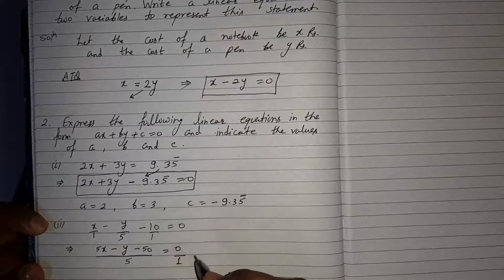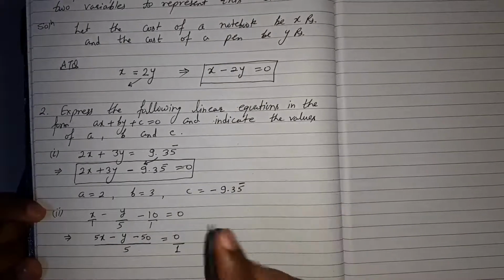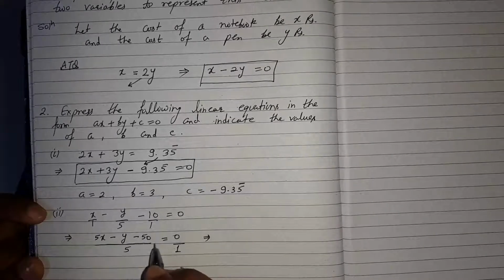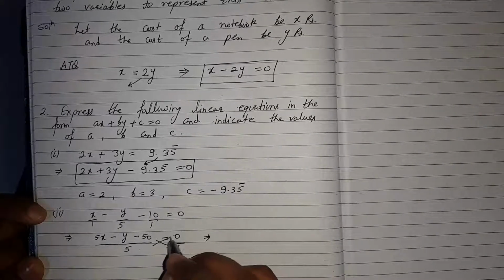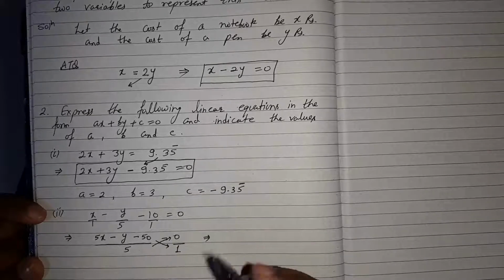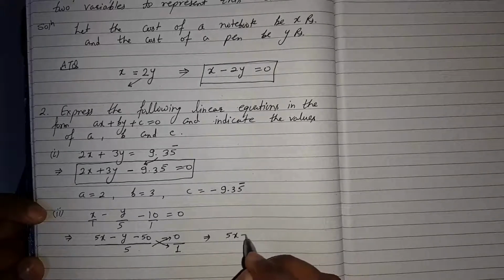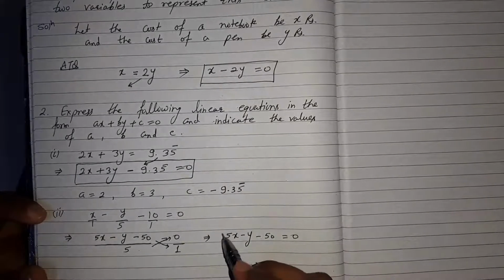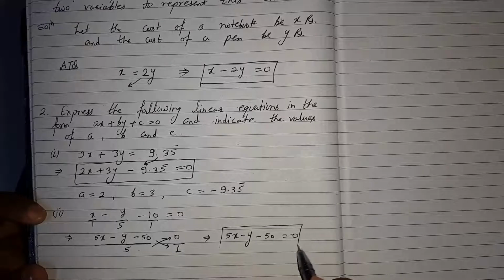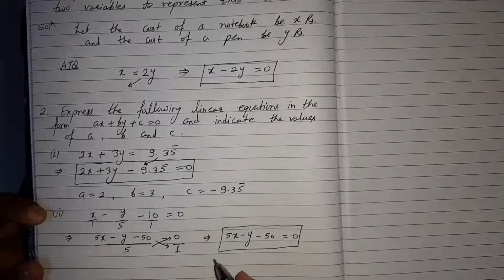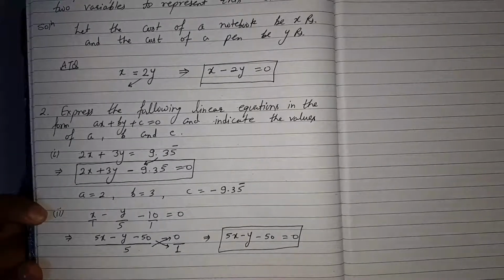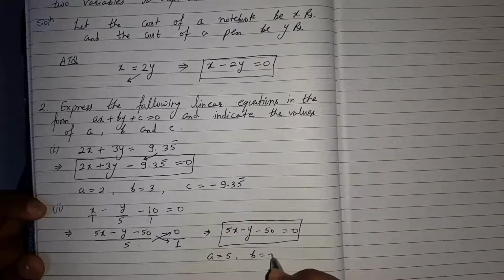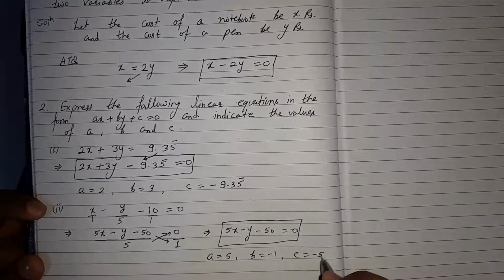Now we will cross multiply. So it will be 5x minus y minus 50 multiplied by 1, and it will be multiplied by 0, so 5 into 0 is 0. So it will be 5x minus y minus 50 is equal to 0. Now we have got this equation in the standard form, in the form of ax plus by plus c is equal to 0. So here the value of a will be 5, the value of b will be minus 1, and the value of c will be minus 50.